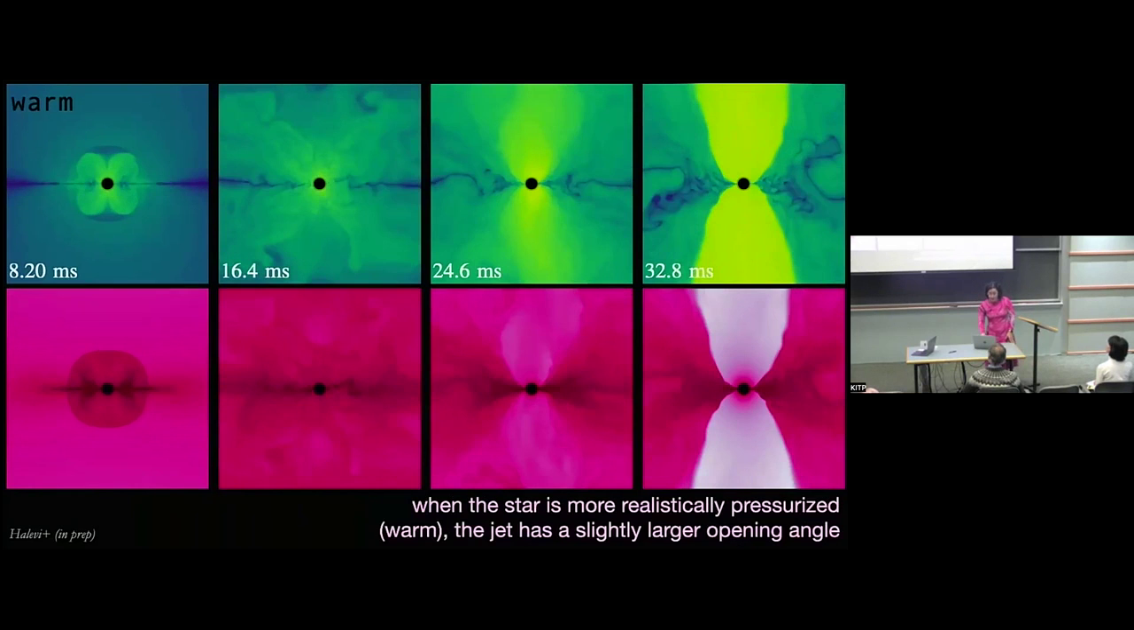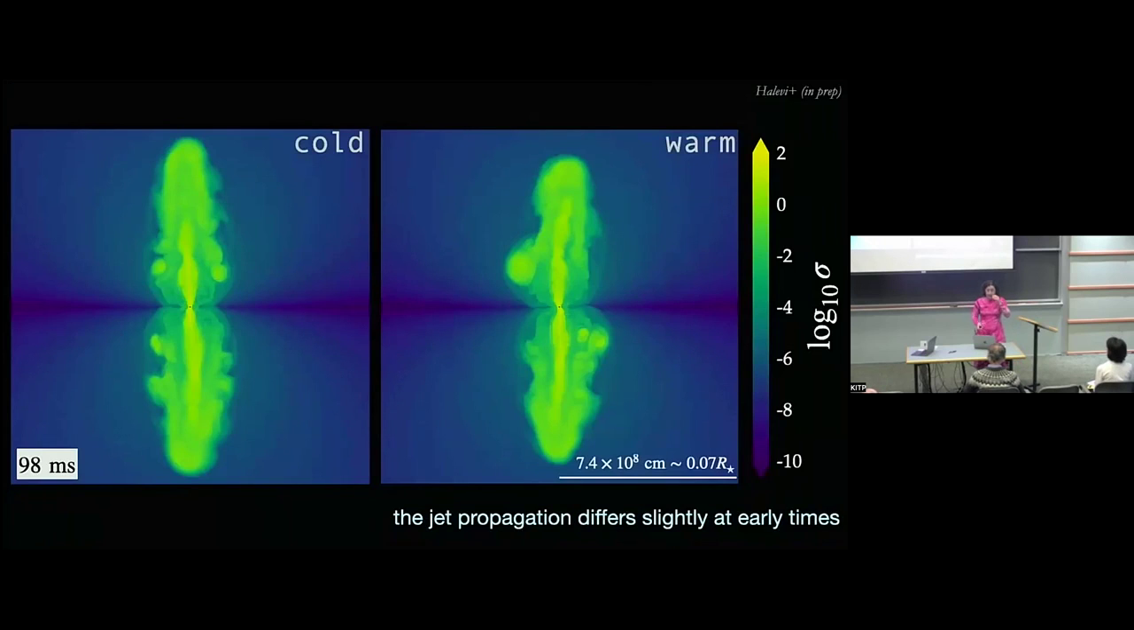When we add more realistic pressure that's motivated by our 1D simulations, we find slight differences in the jet launching. So you have a slightly larger opening angle that translates into differences in jet propagation. So this is at early times, about 100 milliseconds. And you see on the left, this artificially colder star, on the right with the more realistic pressure. And there are some differences in how the jet is propagating through the star immediately.